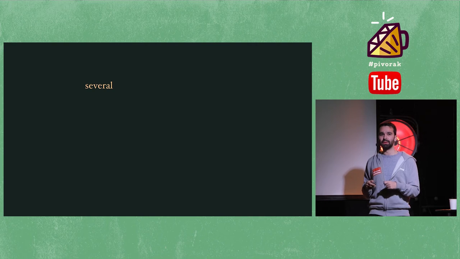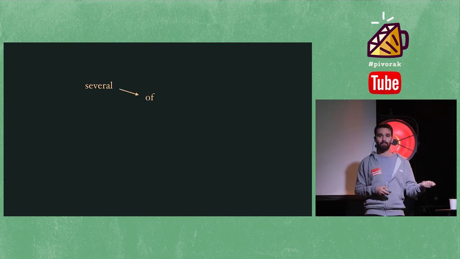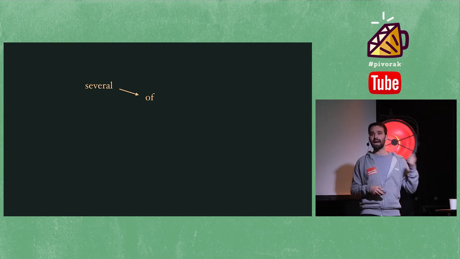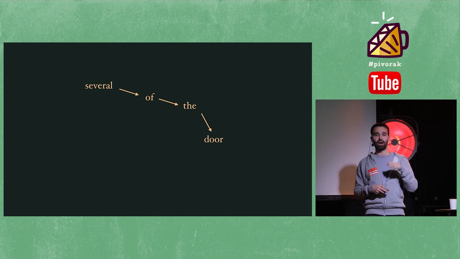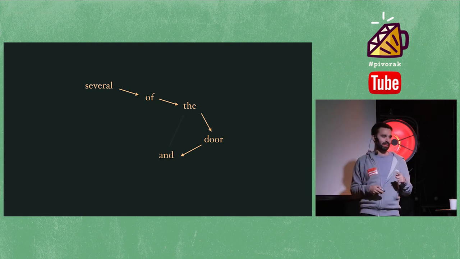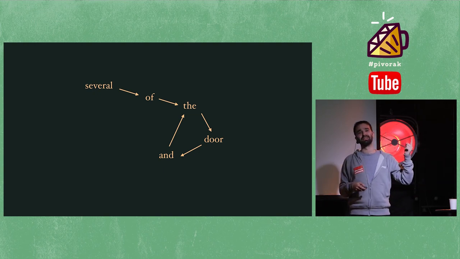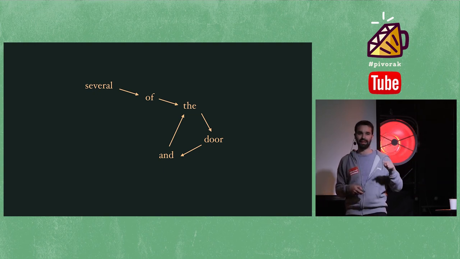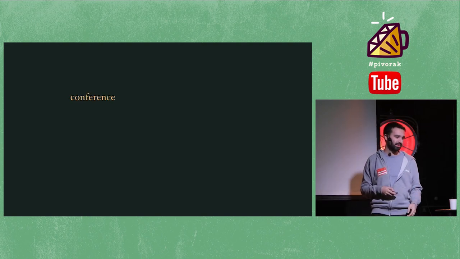After every word with the greedy algorithm, we always pick the most likely next word. So for example, after the word several, the next most likely word is of. The next most likely word after of is the, and the next most likely word after the is door. And after door, the next most likely word is and. But you can probably guess what's coming. The next most likely word after and is the. So we just get stuck in a loop, always picking the next most likely word, and we're going to keep generating and the door forever.